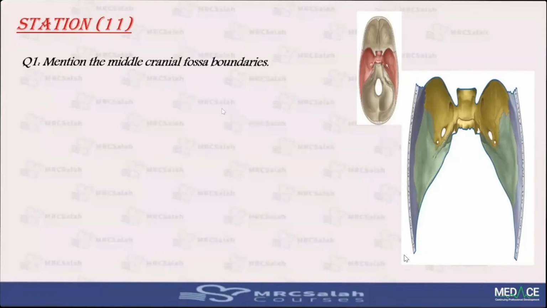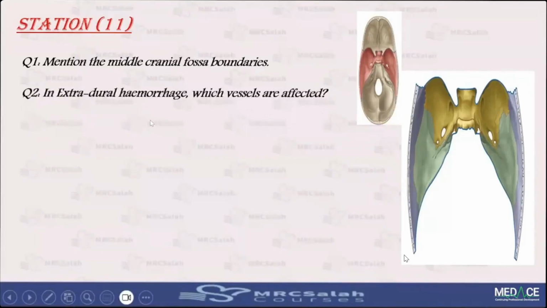Hello, Dr. Bayezid. Hello. Yes, can you hear me? Yes, it's clear now. Would you mention the middle cranial fossa boundaries, please? Yes, anteriorly it is bounded by the lesser wing of the sphenoid, the tuberculum sellae, and also the anterior clinoid process. Posteriorly it is bounded by the dorsum sellae and the petrous part of the temporal bone. And laterally it is bounded by the squamous part of the temporal bone.